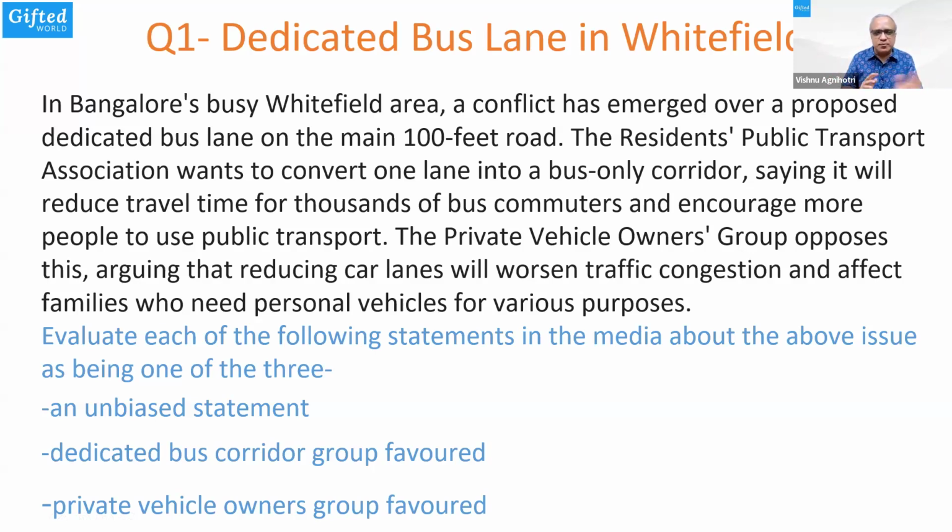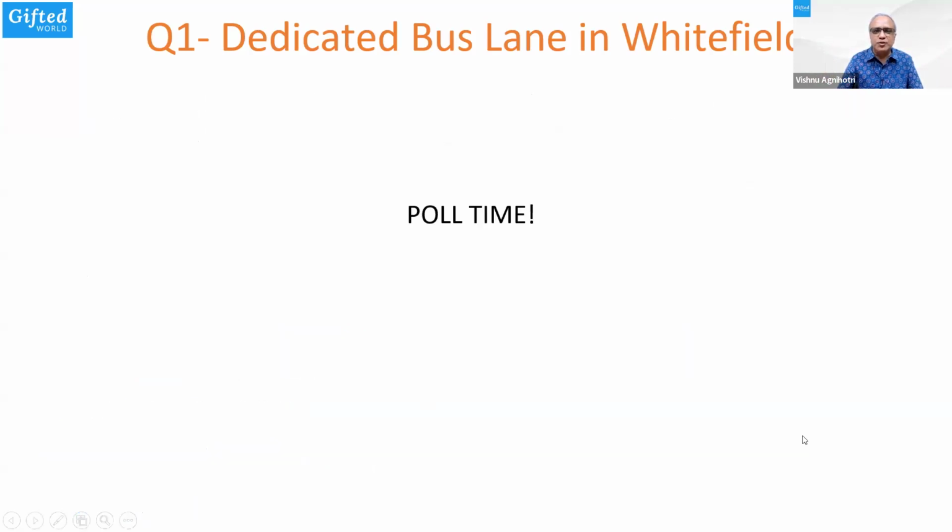So there are some arguments over this, and in the media, there are various statements the media is making. So I'm going to show 3 of those statements. There were 5 statements in that actual quiz, and we will do a poll where you will have to say whether it was unbiased, whether the statement was favoring the bus corridor group or the private vehicle group. So I'm going to launch a poll in Zoom and do this.